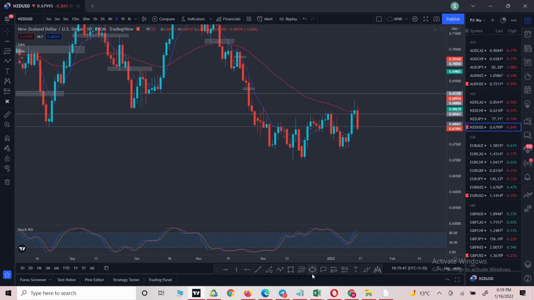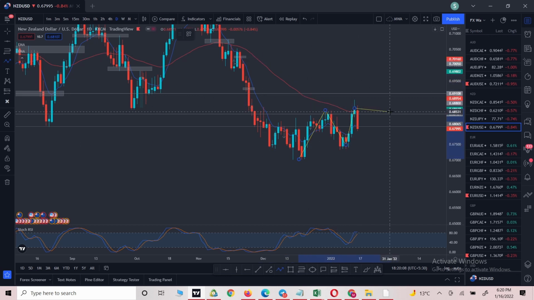On New Zealand USD, as you can see, the price is looking very bullish at the moment. The price consolidated here and made a base, so if we say it's a high low, and right now the price has given a break and close above the previous high, so we are right now here between the high and the previous low.